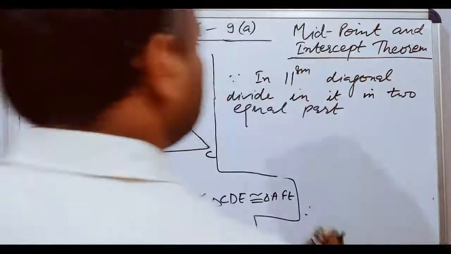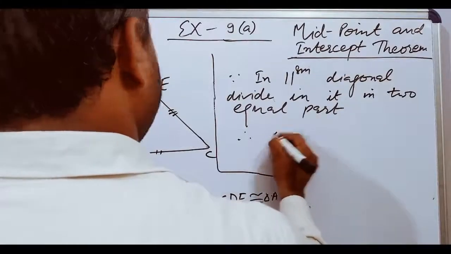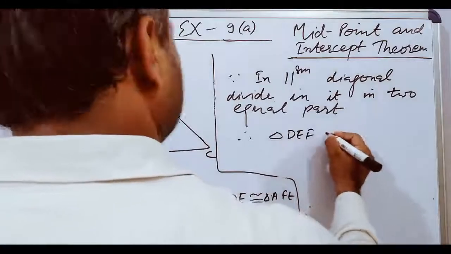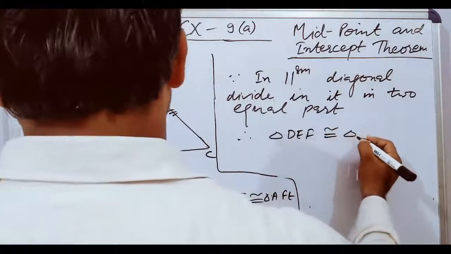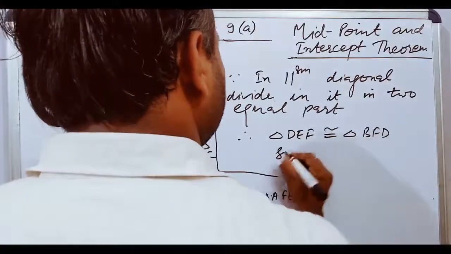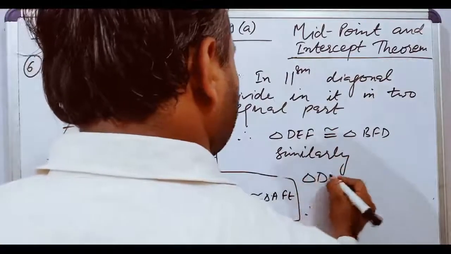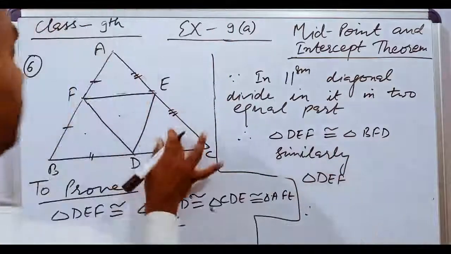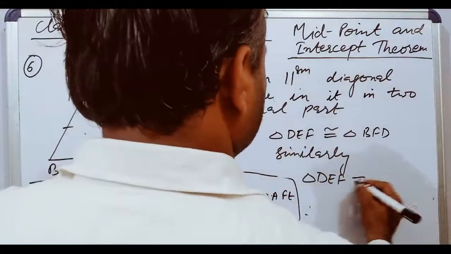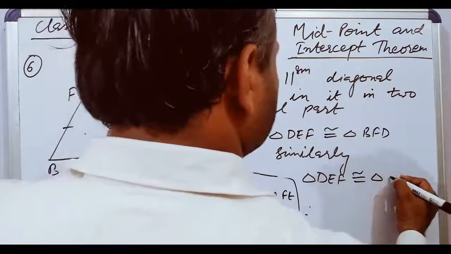So triangle DEF is congruent to triangle BFD. Similarly, triangle DEF is congruent to triangle CDE.